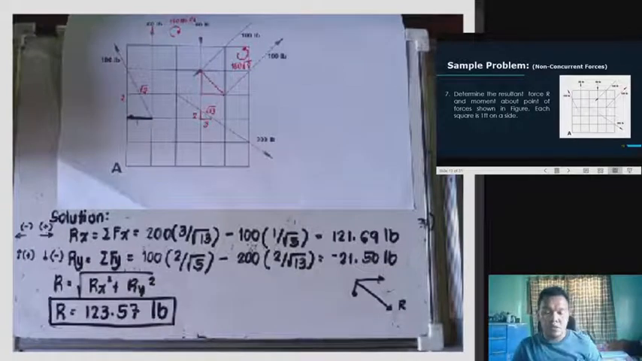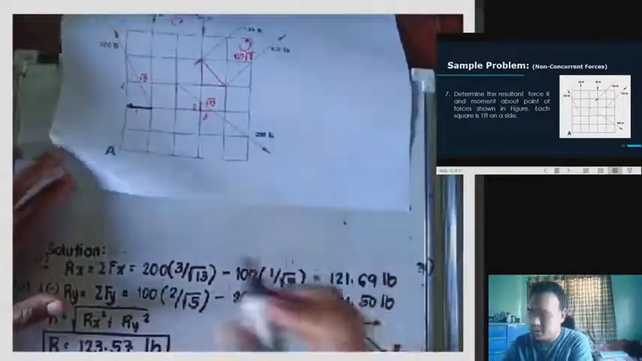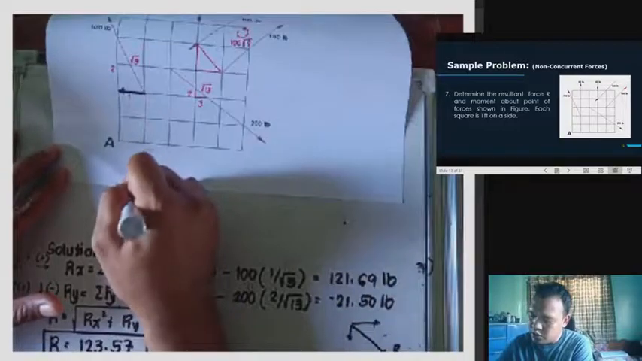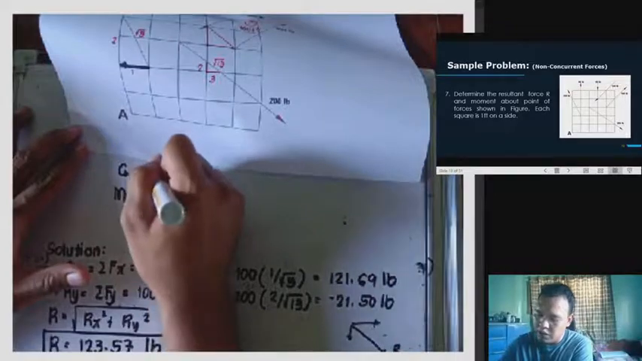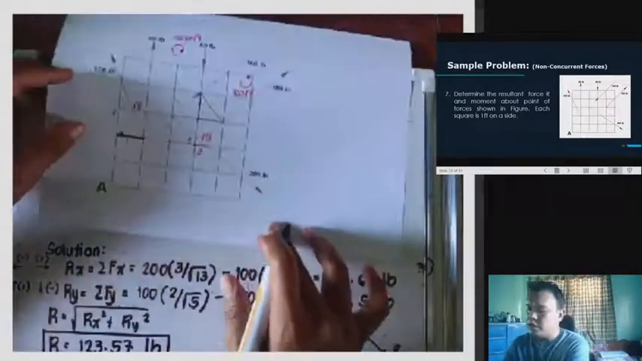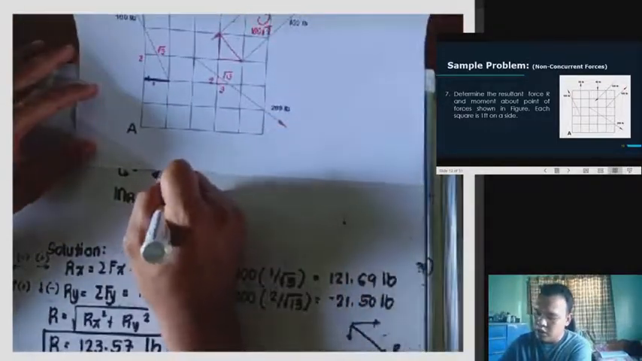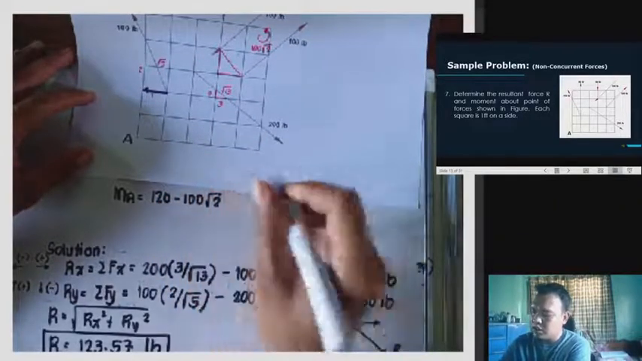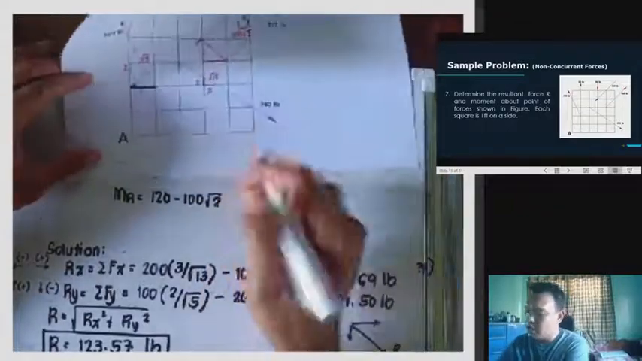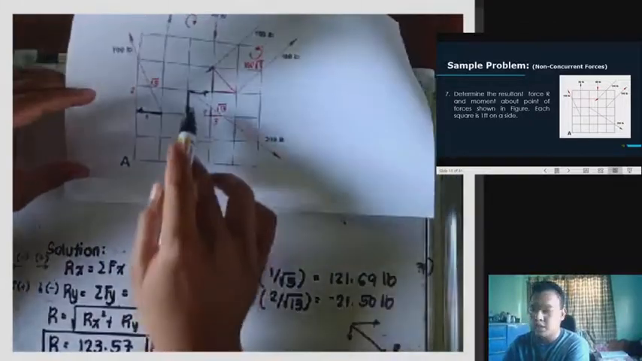Okay? Then to get the value of the moment at point A, so moment at A, we have here counterclockwise is negative, clockwise is positive tayo. So we have here clockwise which is 120, positive agad siya. So 120, then counterclockwise minus 100 square root of 2. Then ito, plus, clockwise to, component nito is pag ganito at pag ganito. Ang moment ni is pag ganito at pag ganito.